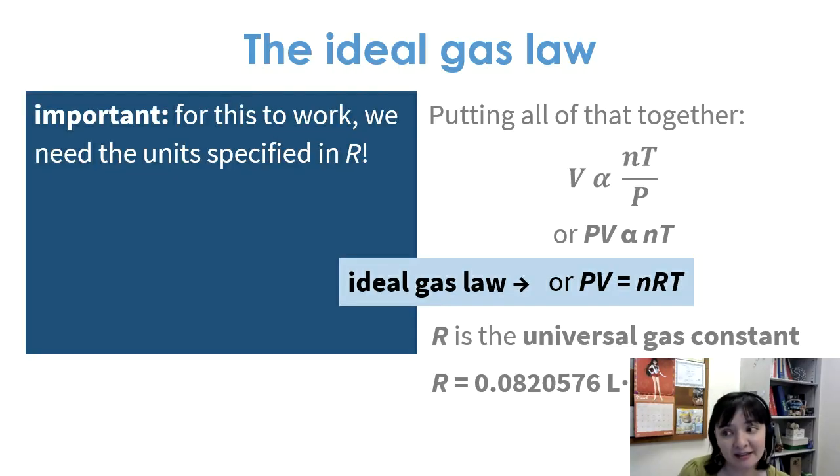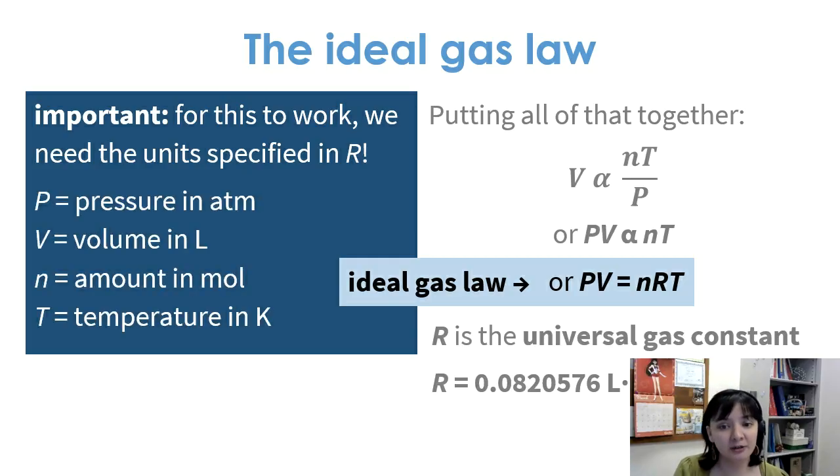So what I mean by that is that pressure should be in units of atmospheres and volume should be in units of liters and moles. I mean, that one should just be moles, so that one's not hard. But then the temperature needs to be in units of Kelvin, right? That's the only way we're going to get all of our units to properly cancel out with this ideal gas law and with this ideal gas constant.